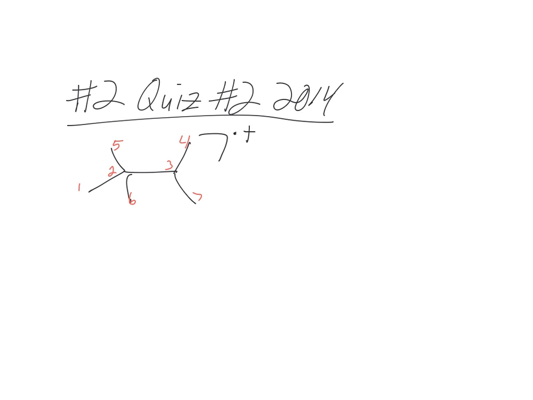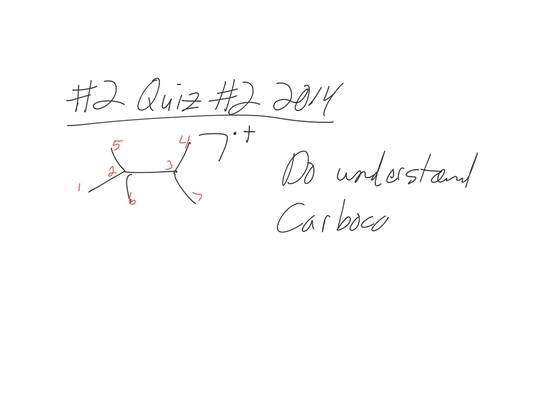What kind of fragments are the most stable? That's the other part of the question. So we're going to make a carbocation. The question really is asking, do you understand what? Carbocations. In particular, the stability of them. What kind of carbocations are the most stable? Tertiary. Now let's think about what that means.